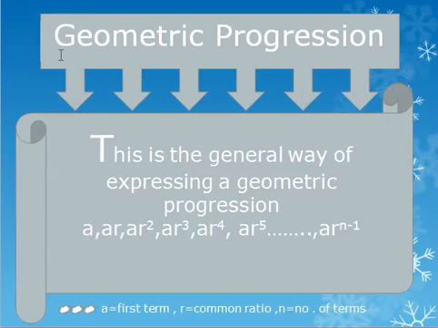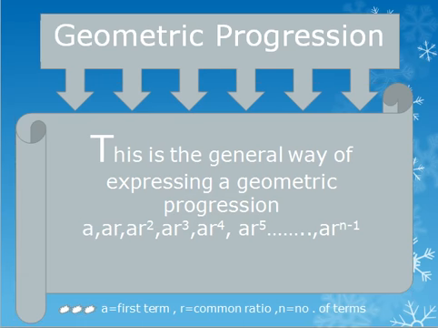Now let's head into the topic: geometric progression. Now this is a general way of expressing a geometric progression: a, ar, ar square, ar cube, ar to the power of 4, ar to the power of 5, and so on, ar to the power of n minus 1. And here a is the first term and r is the common ratio.